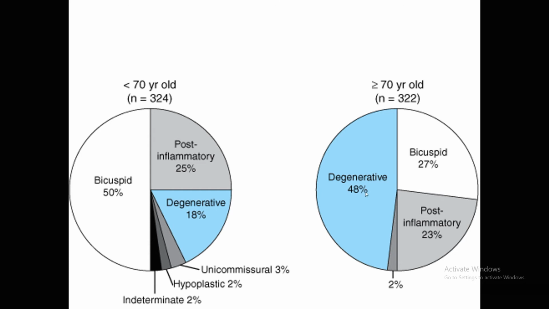In adults, the cause is mainly degenerative and also inflammatory change. Inflammatory changes, especially endocarditis, are involved. The inflammatory changes are the most common cause of aortic stenosis in adults.